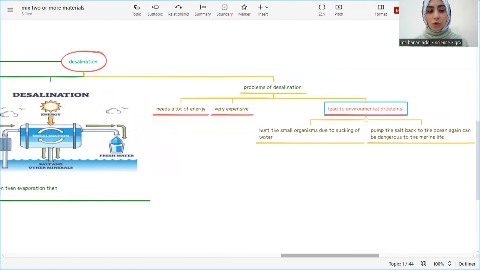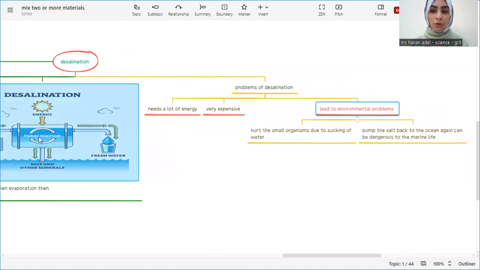The other one: when I finish evaporating the water, the salt and minerals will go back to the ocean again. It's actually a large amount of salt and minerals that will go back to the ocean. This large amount will hurt the organisms here. It's very dangerous to the marine life here.